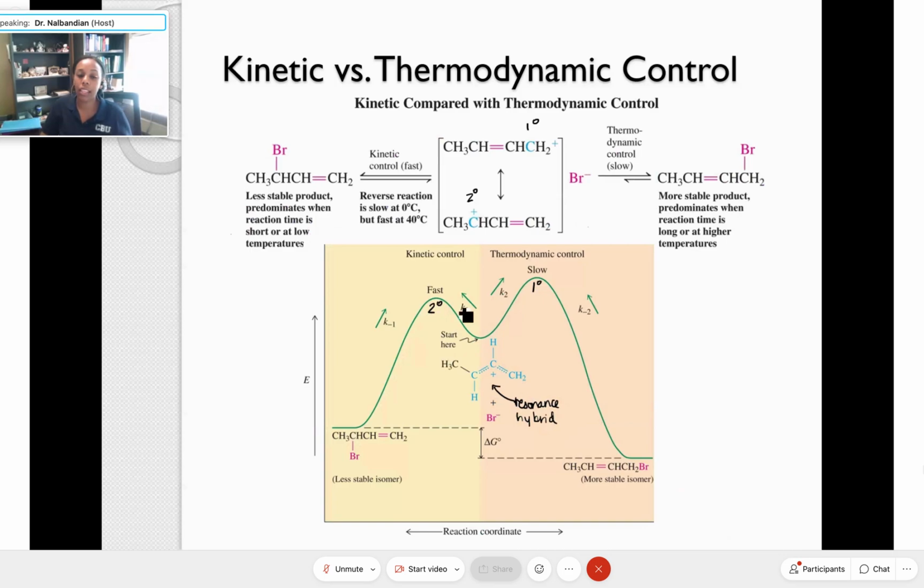And so look at the difference in energy of the transition states. What's easier to do? Well, it's easier for us to go here to this lower energy hump, right? We don't have to put in as much energy to get over that mountain versus trying to go here and go over this mountain. That's going to require more energy, and so it's going to be a slower reaction, whereas this is a faster reaction because we're going through this secondary carbocation.